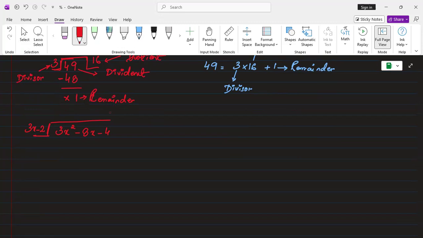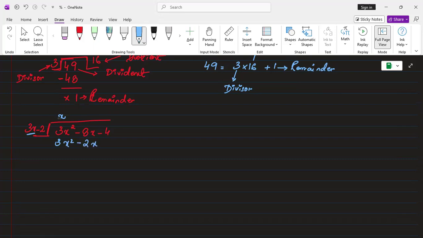Okay. So if we need to divide 3x square minus 8x minus 4 by 3x minus 2, what is the procedure? There is 3x and I need to multiply it by a specific number so that I get 3x square. So I will be multiplying this 3x by simple x. So 3x into x is 3x square, and then minus 2 into x would be equivalent to minus 2x.